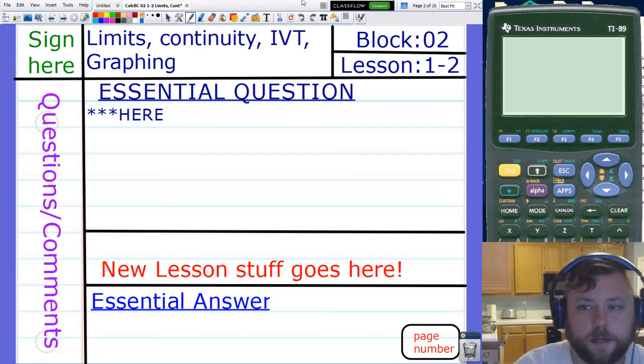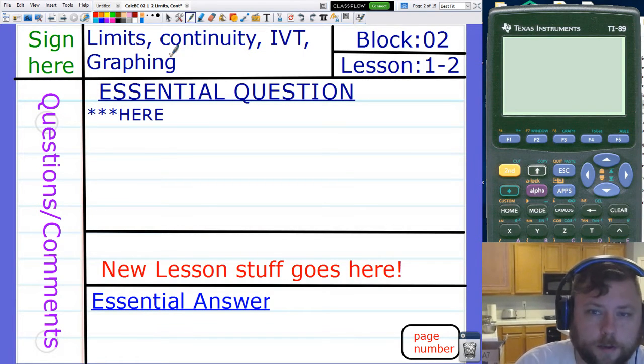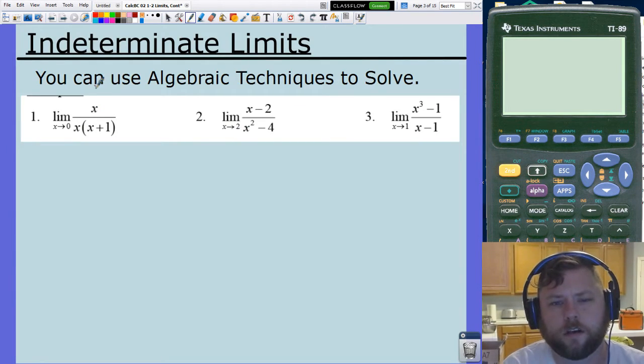Welcome Calculus BC. This is lesson 1.2: limits, continuity, intermediate value theorem, and graphing. Let's begin. So, just indeterminate limits, a little bit more limit practice.